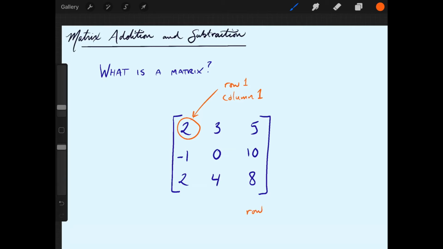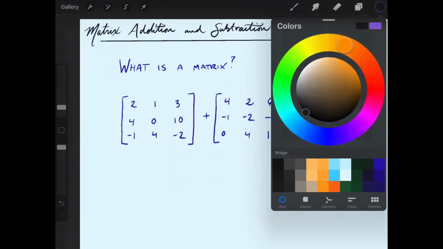Let's consider another position. For example, try to find the element at row 2, column 3. What number is there? I'm going to circle it in about 5 seconds. The element in row 2, column 3 is this number 10. And it's not super important. Nothing about this is terribly important, other than just that you can identify where numbers are in the matrix relative to others.